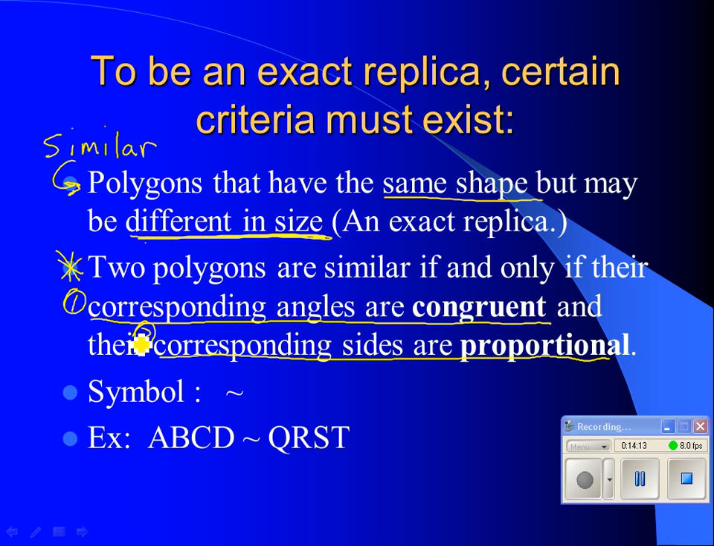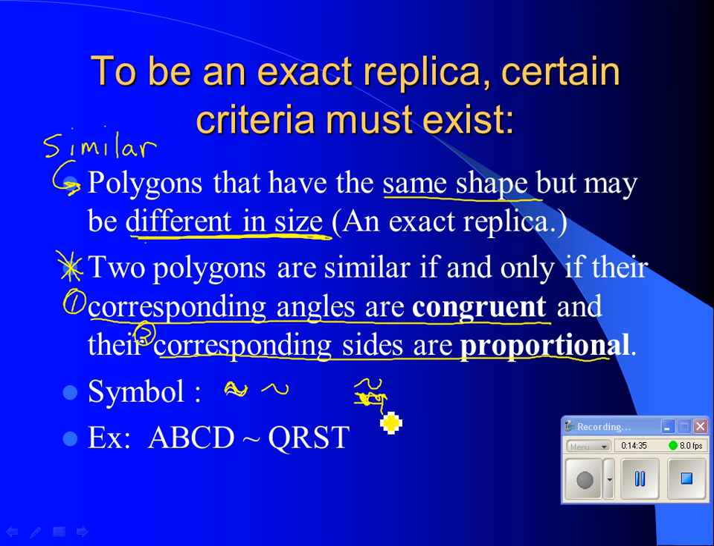This little tilde, I'm going to come back to this here in a second. This little tilde is the symbol for similar. All it is, is the top part of a congruent symbol. So you just get rid of the equal to part, and that means they're similar to each other.